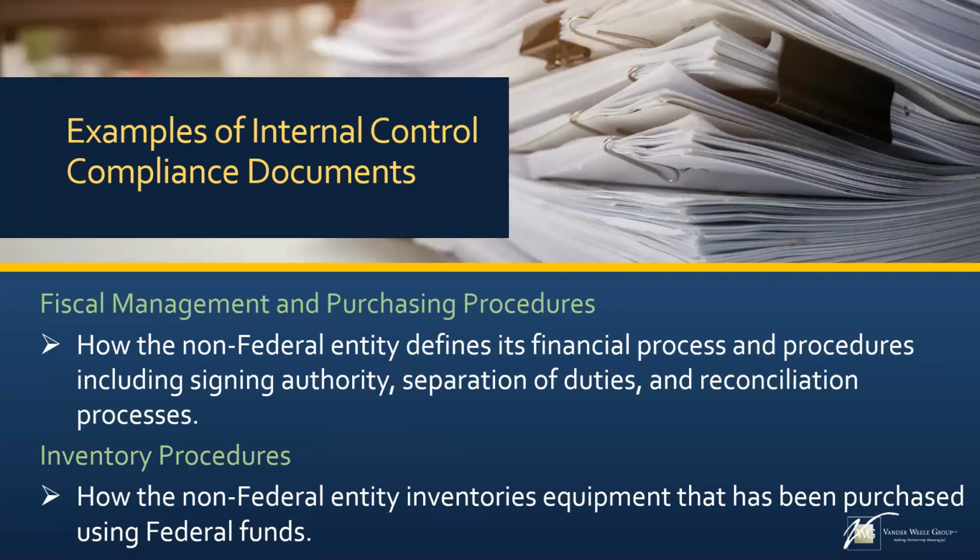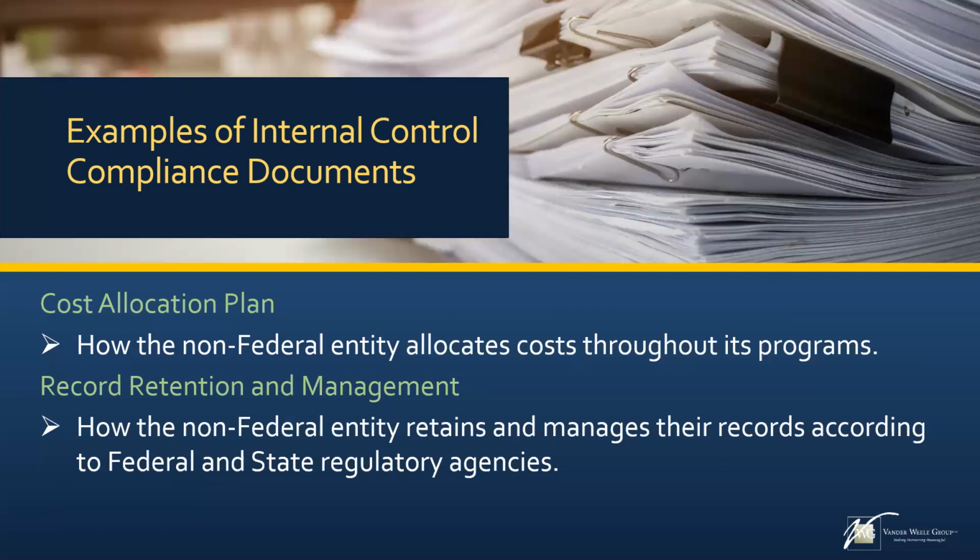And here we talk about the same thing I just talked about with fiscal, 2 other procedures with that: fiscal management and purchasing procedures, and then the inventory procedures that are needed. For the cost, 2 more: cost allocation plan and the record retention and management.